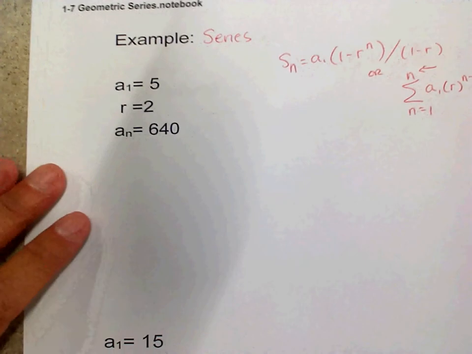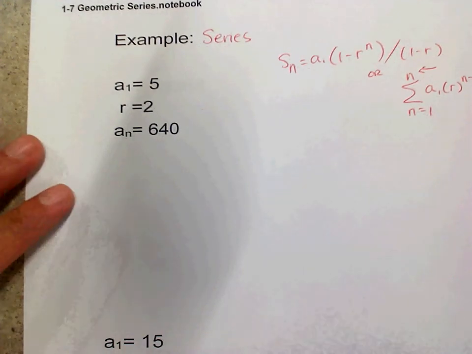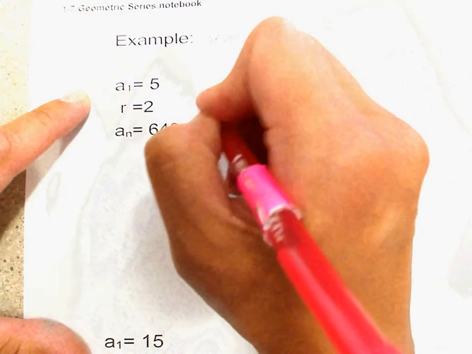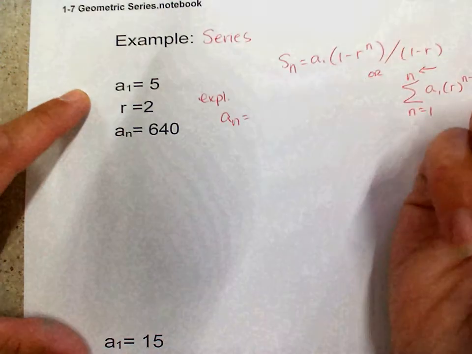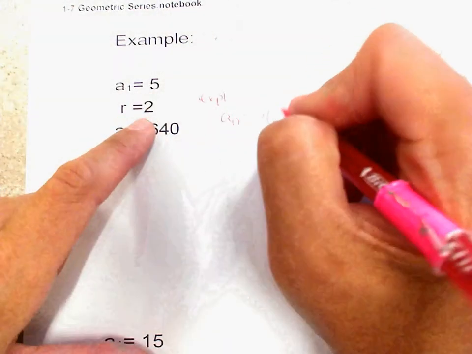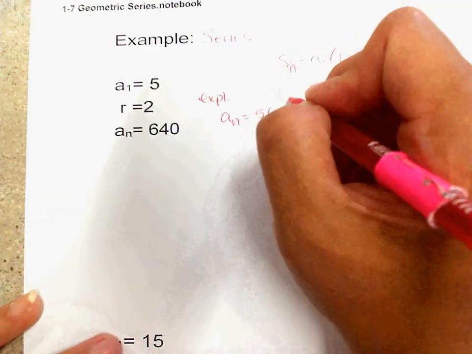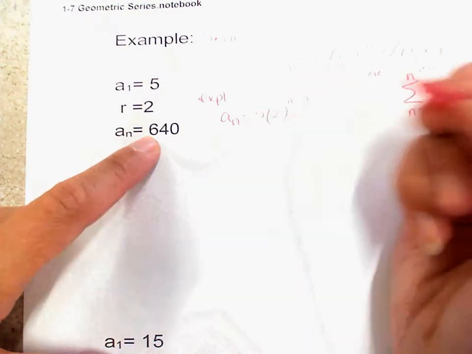So I'm going to show you your step. Write your explicit formula first. So what does your explicit formula look like? A sub n equals 5 times 2, raised to the n minus 1. It tells you this right here is 640. You don't need to do all that. You don't even need to do this part.